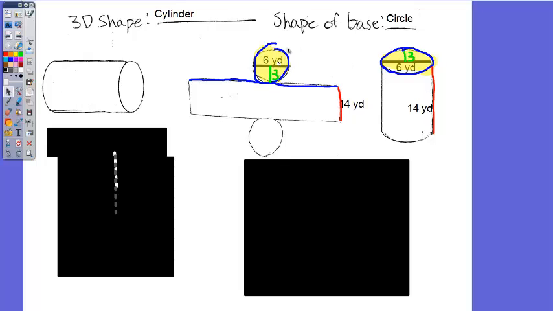Volume is the area of the base times the height. So that means we're filling up the interior of the shape. We're not doing the outside. The important thing to remember on cylinders is the diameter is the total distance across. If they give you the diameter and the formula needs the radius, you have to cut it in half.